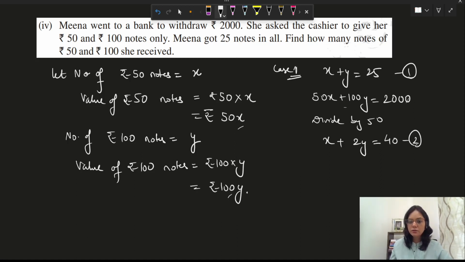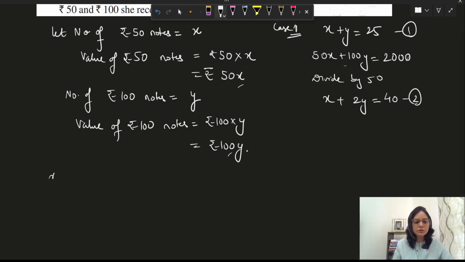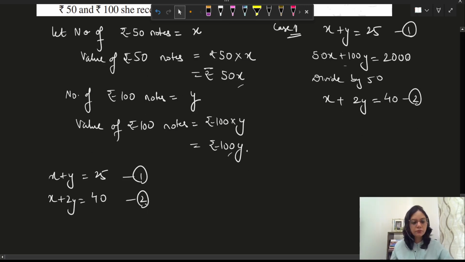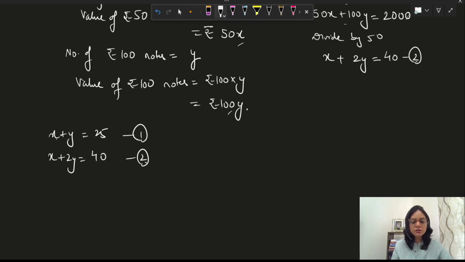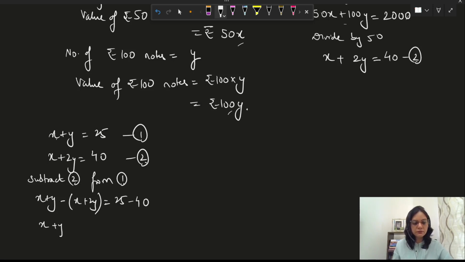Clear, students? Now what two equations do I have? One is x plus y is 25. Second one is x plus 2y is 40. Fine. Now, how do I solve it? Again, you see the coefficient of x is the same. So I just subtract. Same sign also, so subtract 1 from 2. When I subtract, x plus 2y minus x plus y, 40 minus 25.